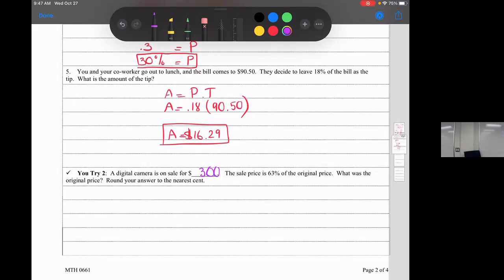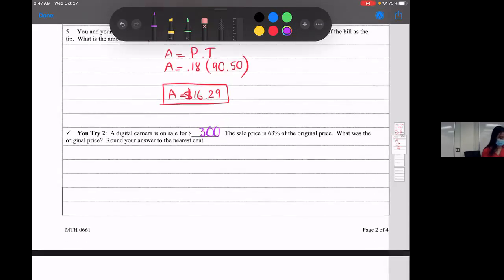Okay. These are very practical problems. You see this all the time, every day. You go to buy something, you see this.